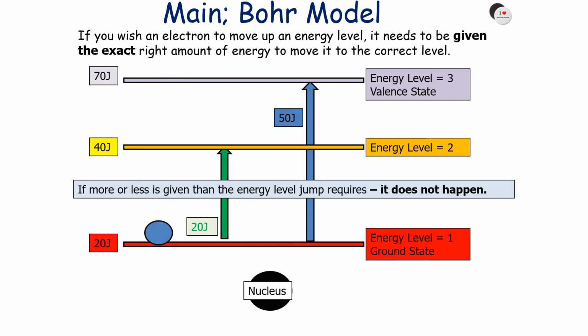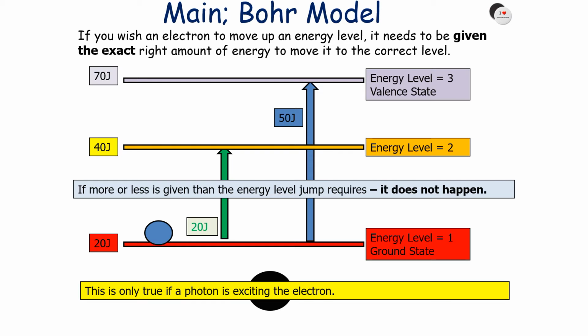Now if you wish to move an electron up in energy level, it needs to be given the exact right amount of energy to move it to the correct level. If more or less energy is given than the energy jump requires, it does not happen. So for example, if you wanted to jump from level 1 to level 2, you would need to give the electron 20 joules in this example. To go from 1 to 3, you would need to give it 50 joules. And if you gave it anything different, not the exact amount, the jump wouldn't happen.